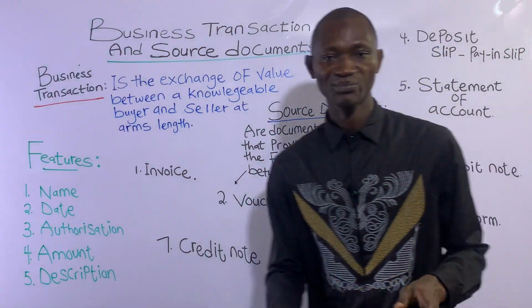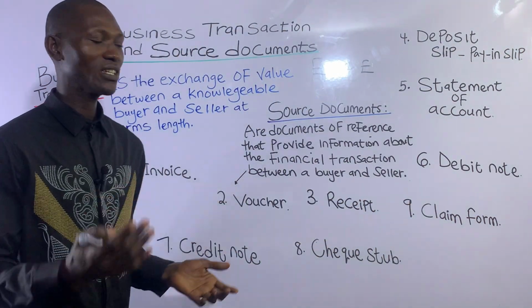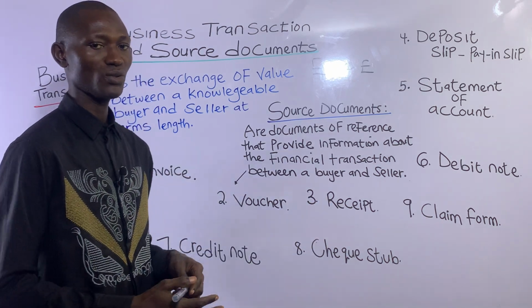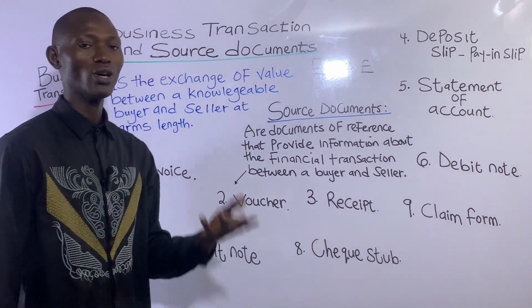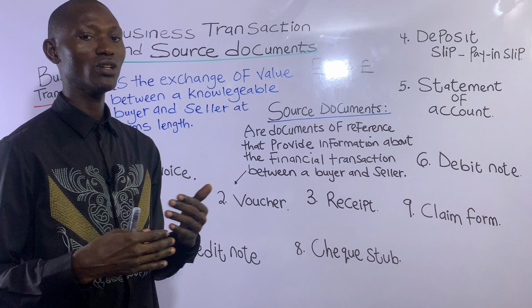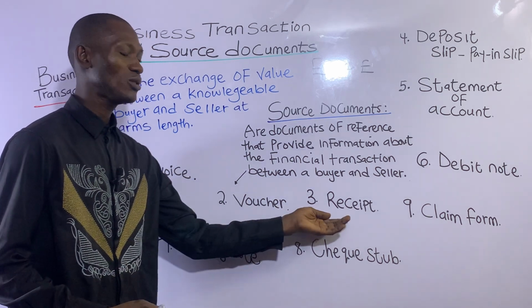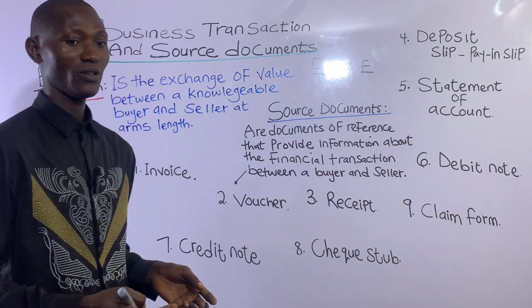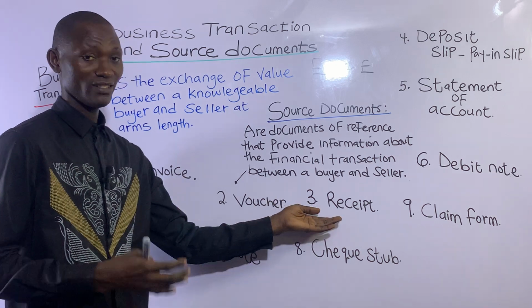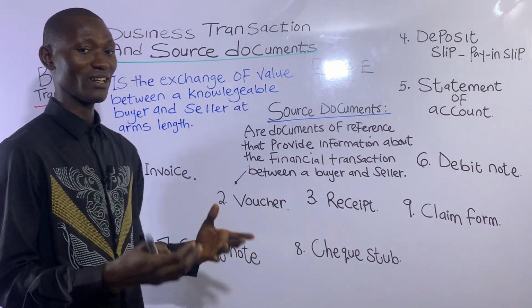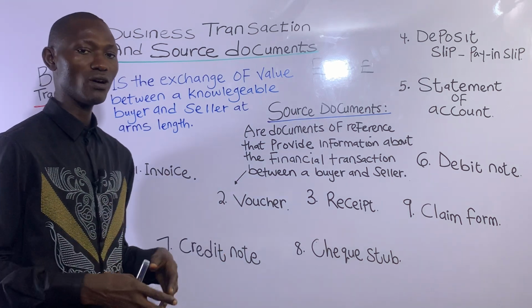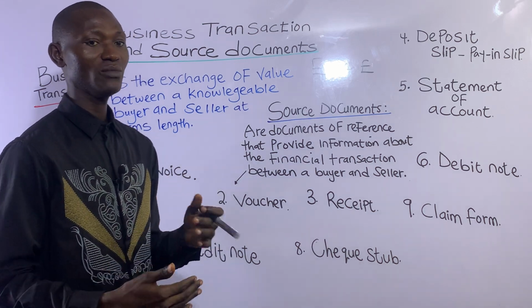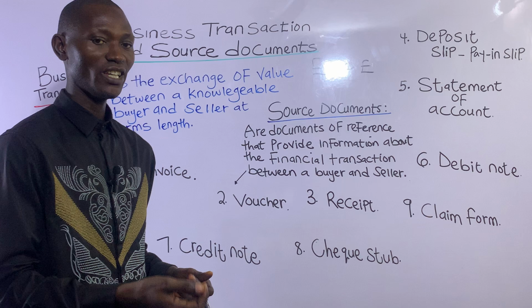So next, receipts. Anytime a business makes sales, receipts will be generated in the process. A receipt is a document that acknowledges money received or money paid for goods and services. When we talk of receipts, most times it is a major proof of payment. It's the major source document in accounting that shows proof of payment. So anytime payment is made, you get a receipt, and anytime sales is made, you issue out a receipt.